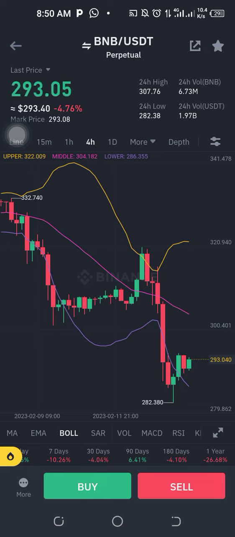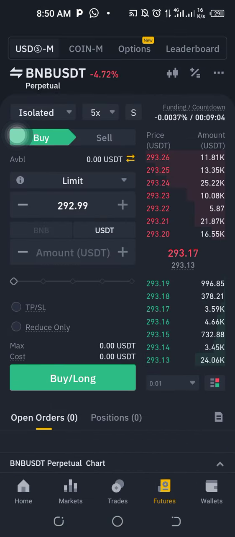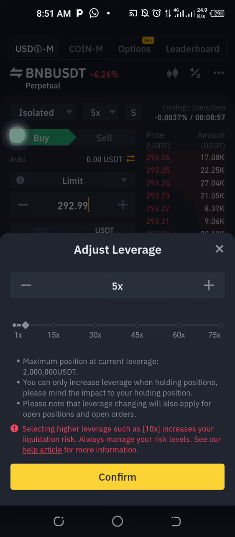So I can now decide to just buy at this point. I come back here, I click on buy. Now you see on this time frame, you're going to put it on 1 or 2x. Sorry, I mixed that up. It's going to be on 1 or 2x because you are not really wanting to make profit on this one. You just want to use this one to confirm the movement of the market.